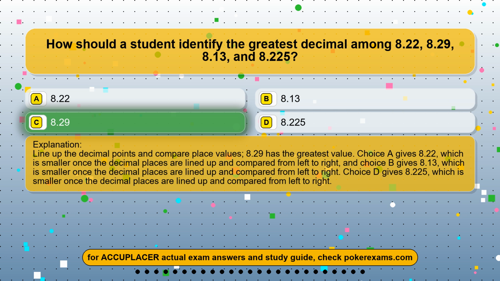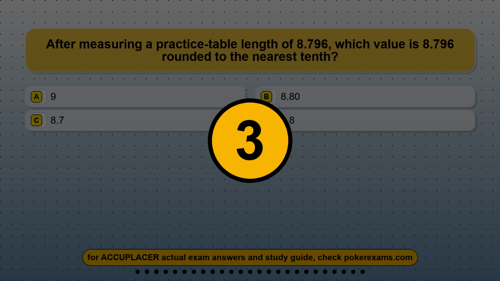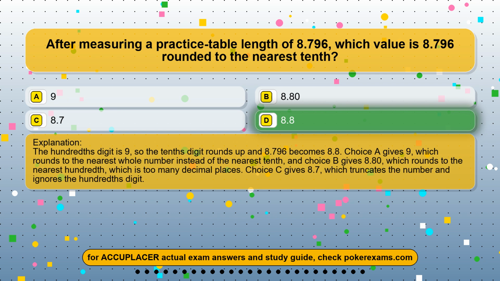Question 6. After measuring a practice table length of 8.796, which value is 8.796 rounded to the nearest tenth? Option A 9, Option B 8.80, Option C 8.7, Option D 8.8. The correct answer is Option D, 8.8. The hundredths digit is 9, so the tenths digit rounds up and 8.796 becomes 8.8.